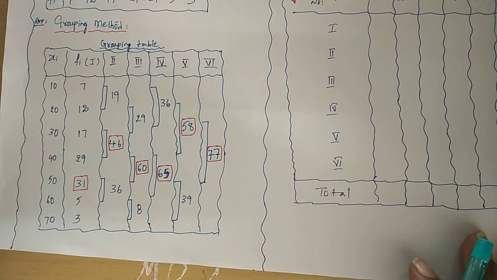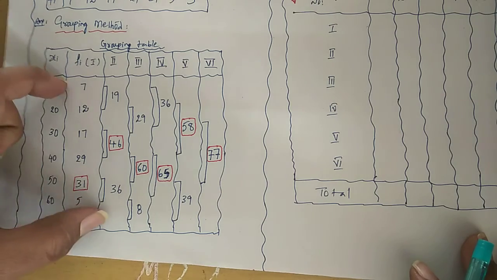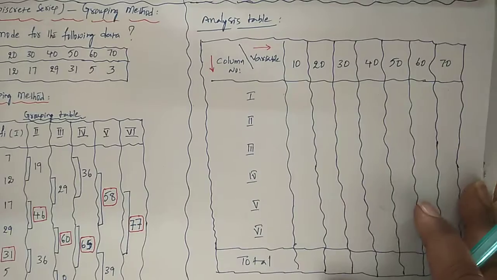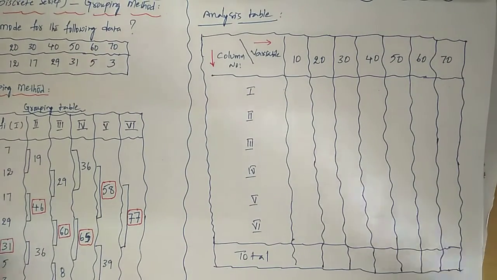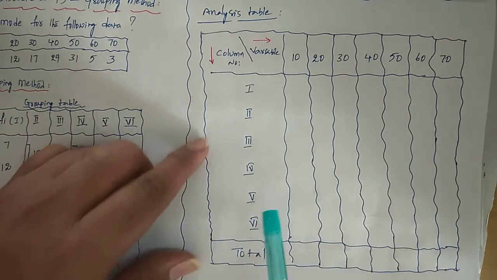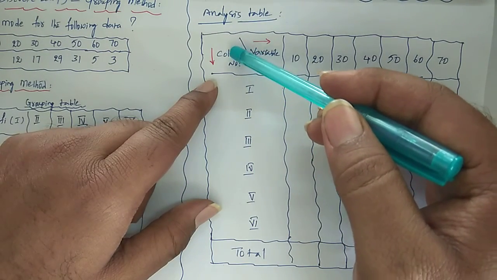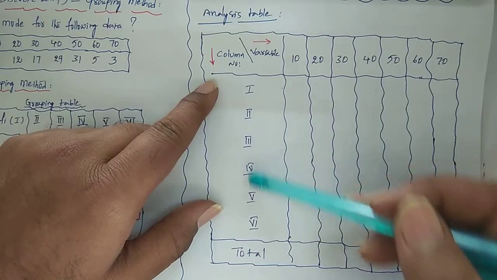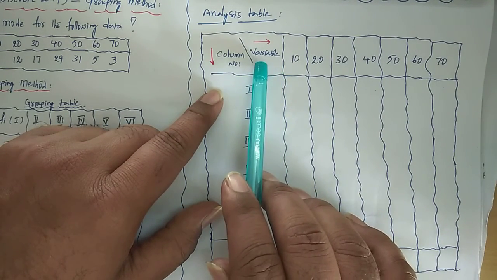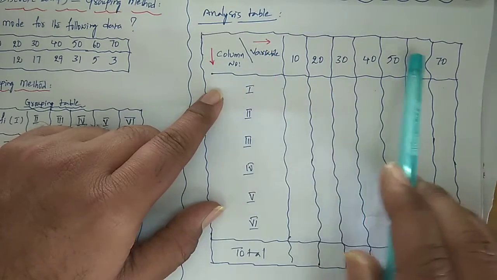So what we are doing, we are calculating mode under discrete series by grouping method. Under grouping method, two tables you need to calculate. One is called grouping table and one more is called analysis table. The next table you are going to calculate is the analysis table. For the analysis table, the first column is column number. That information will be in the vertical direction, top to bottom. The variable information will be in the horizontal direction, from left to right.